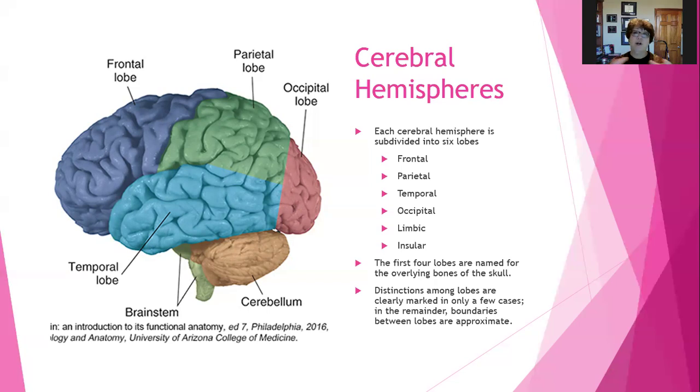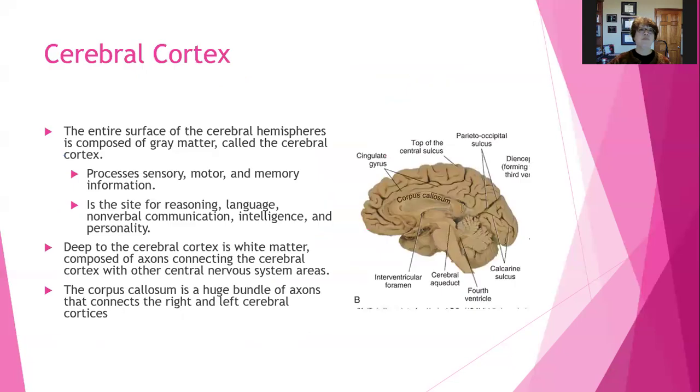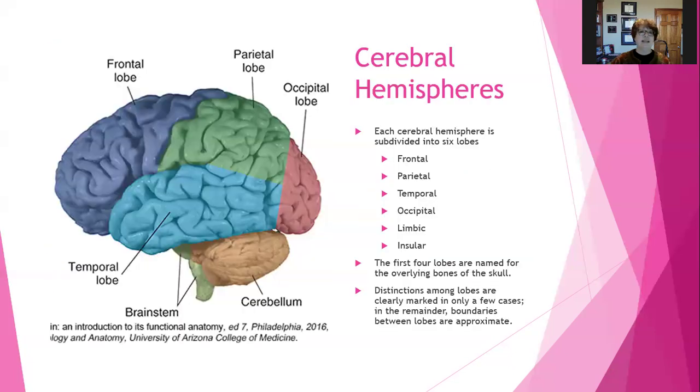The boundaries are approximate. So we can look at this picture of the brain and we can name frontal, parietal, occipital, and temporal, but the insular and limbic are a little more diffuse, and it's harder to pinpoint exactly where they are. Each lobe of the cerebral cortex has different functions.